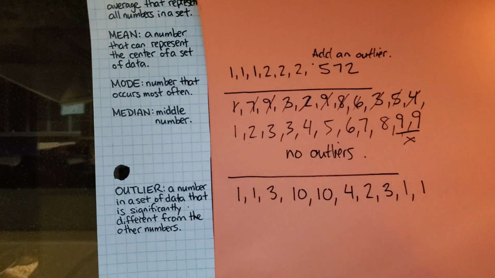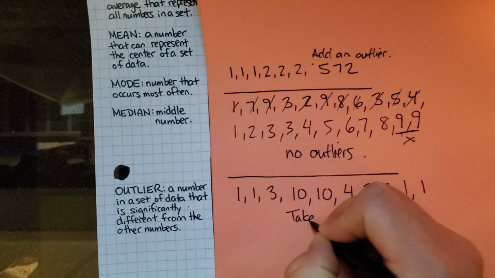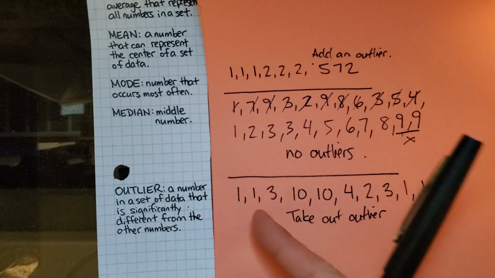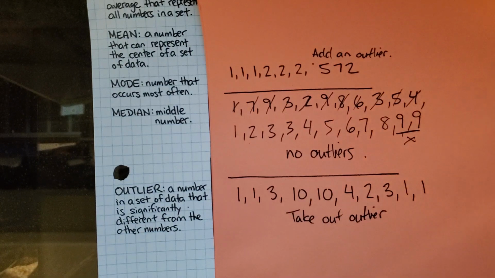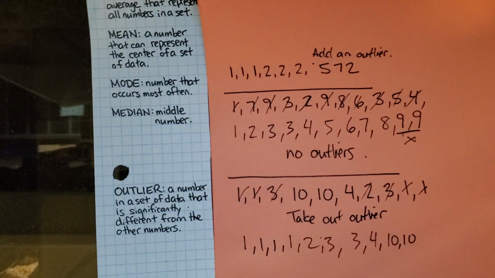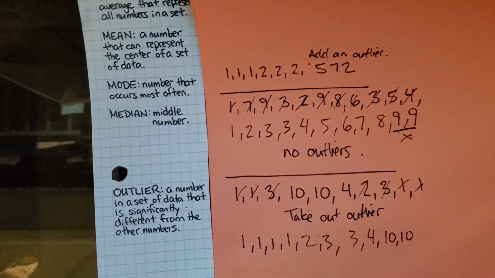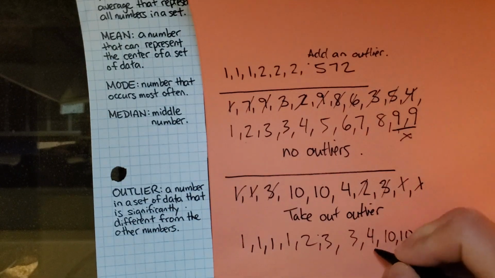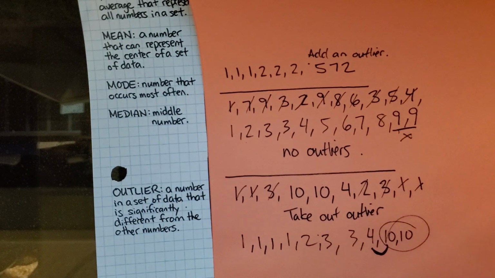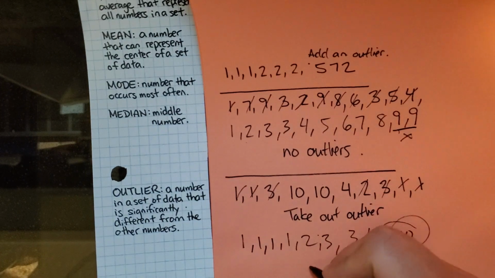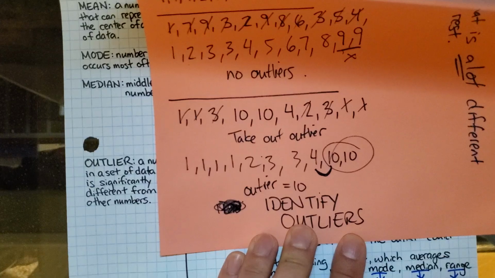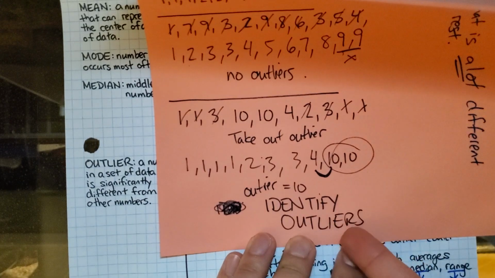Let's look at this set of data. And this time we are going to take out an outlier. All right, so again, it's easier if you sort it. Then you can kind of see the differences between the numbers. All right, so sort it out. I'd say that because the difference is so large between 4 and 6, that 10, or both of our 10s, would be the outlier. All right, and that's just how you identify. So that's how you identify outliers.